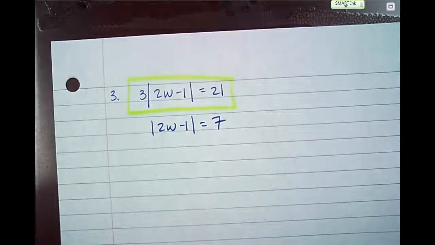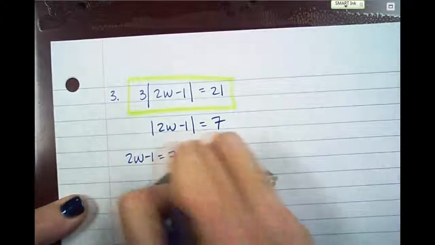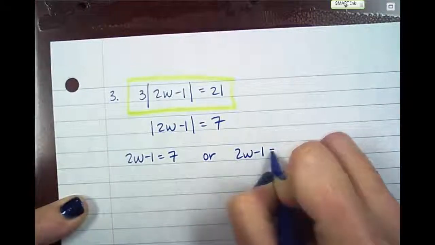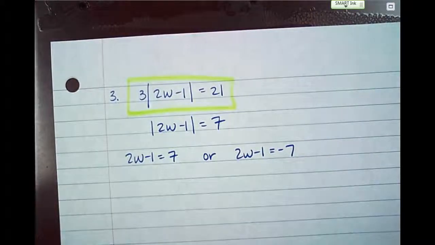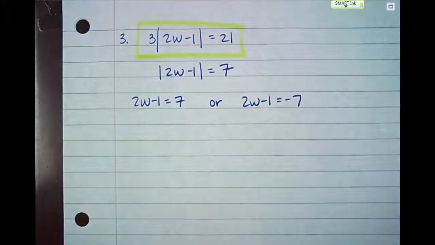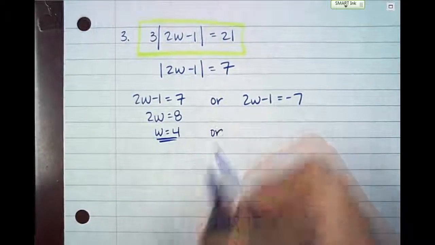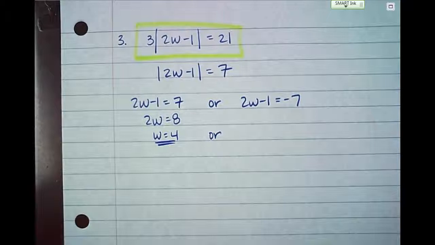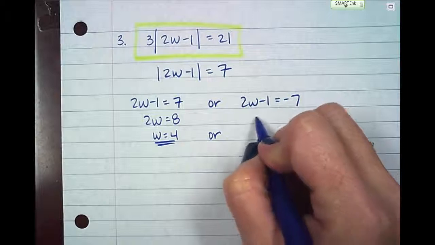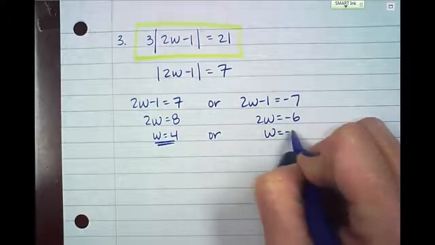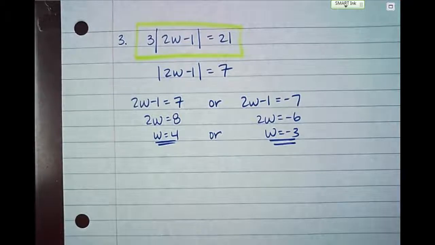But that's harder. So what you do is now split it into 2 equations like we've been doing. So I know 2W minus 1 is 7, or 2W minus 1 is negative 7. And solve for the 2 values, because sometimes they're not easy to do in your head. Add 1 to both sides, so 2W is 8, and W is 4. So 4 works. I can plug 4 in, and it will give me 21. Now let's find the other value that might work. Add 1 to both sides, so 2W equals negative 6, and W equals negative 3. That's the other value that would work.